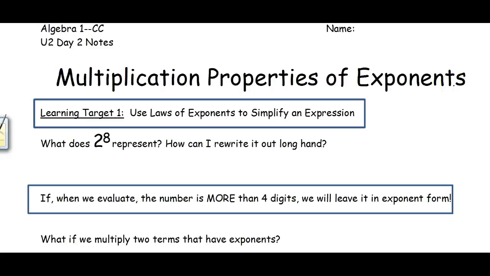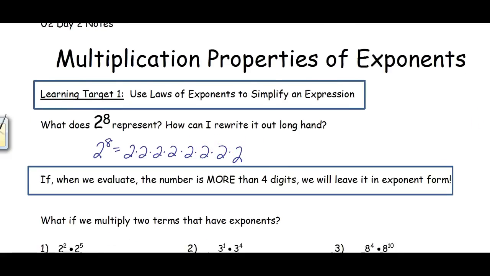All right, this is Unit 2, Day 2 notes. Multiplication properties of exponents. Okay, learning target 1, you're going to use the laws of exponents to simplify an expression. So what does 2 to the 8th power represent? How can I rewrite it out longhand? Okay, 2 to the 8th means 2 times 2 times 2 times 2, 8 times.